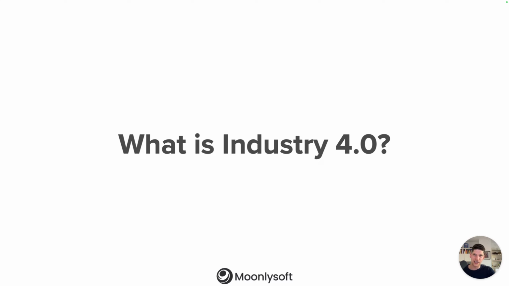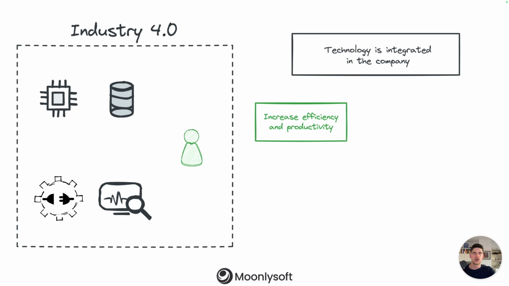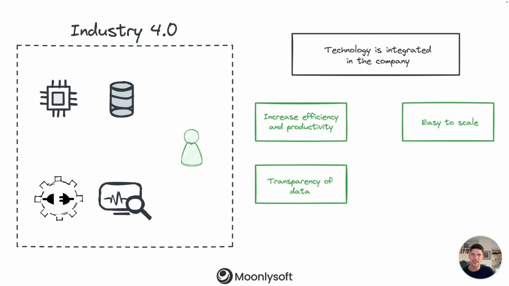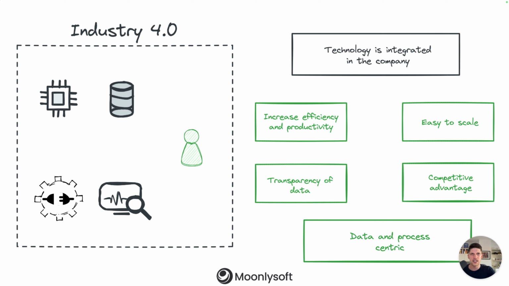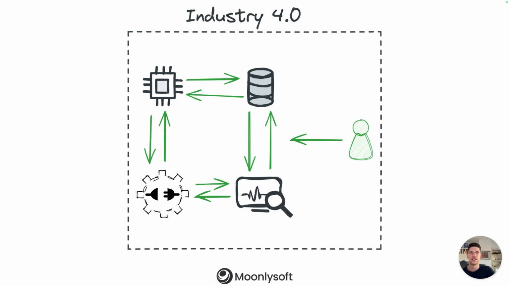So there is an alternative, a better alternative, and it's called Industry 4.0. Let's see what that is and how we can use it. We define Industry 4.0 as an industry where the humans are outside of the machine. And this implies increased efficiency and productivity, easy scaling, transparency of data, and competitive advantages. So these are all the opposite of the things we've discussed for Industry 3.0. And the reason for that is because Industry 4.0 is data and process centric, not human centric.